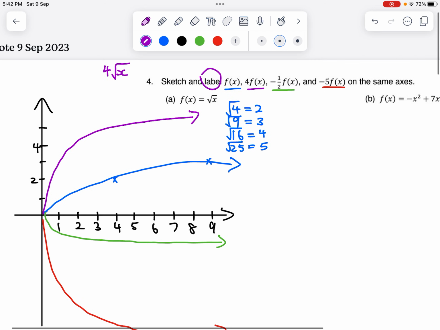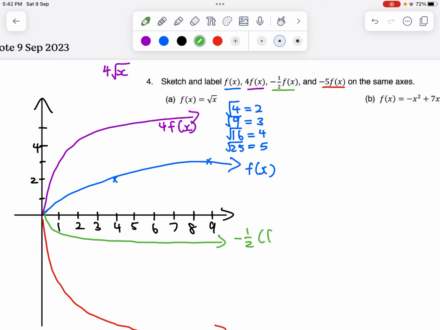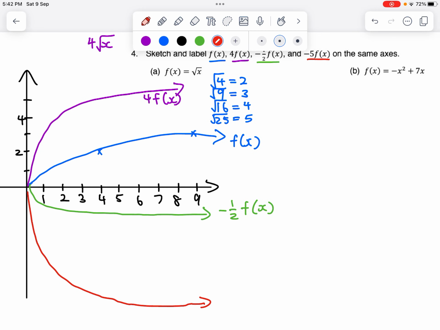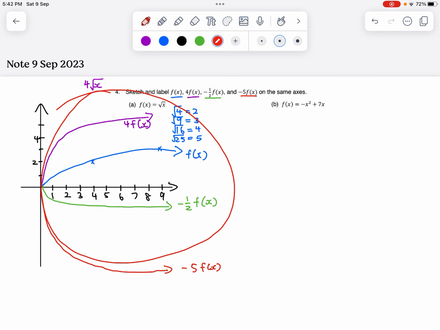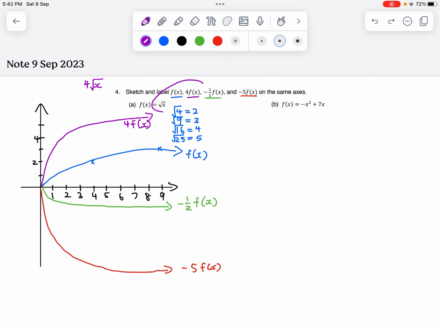And then it says label, so we can just label it as this is f of x. This is 4 times f of x. Sorry, 4 f of x. And then this is -1/2 f of x. Oh, I always draw the bracket. And then -5 f of x. So there you have it. This is an example of how you can graph different versions of one function based on the vertical stretch or compression.